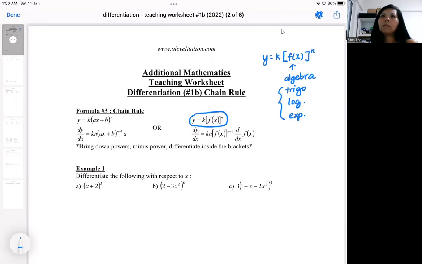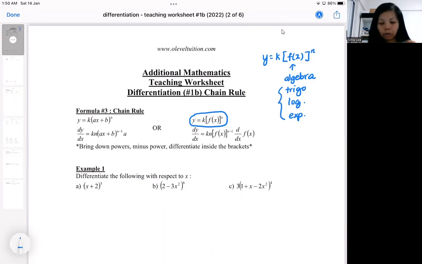Maybe sometimes there's a bit of an alternative. If it's a power two, sometimes we can do some basic algebra expansion, then we can use back our first rule. But let me just show you the idea first.